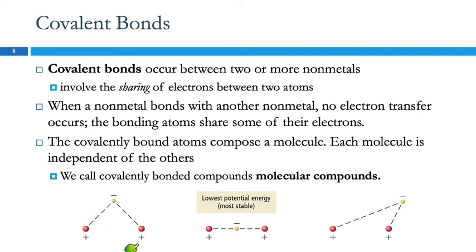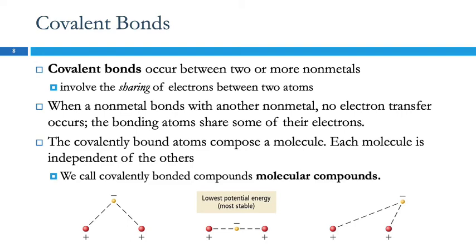Here's an illustration. Here's the positive nucleus of each atom, and here's an electron that's being shared between them. You know, we can imagine that electron being in various places, but the most stable will be if the electron is between the two nuclei. That will maximize the attraction and lower the energy.